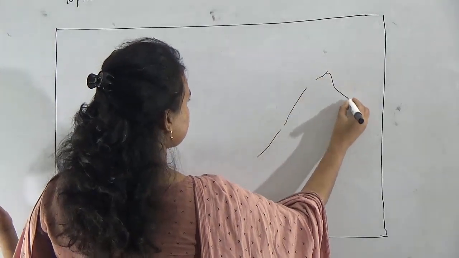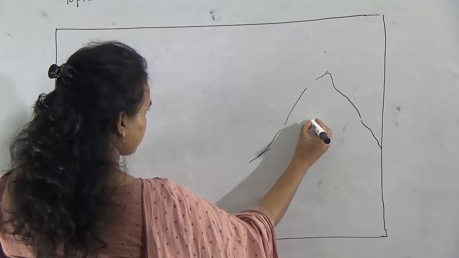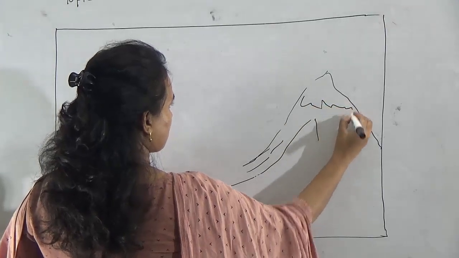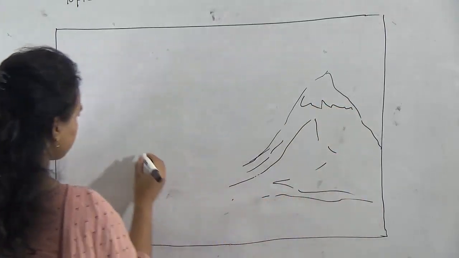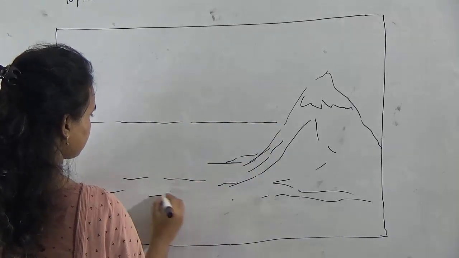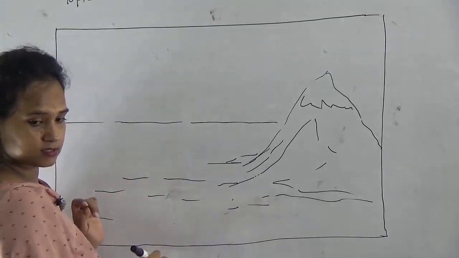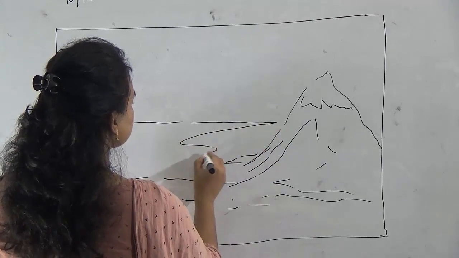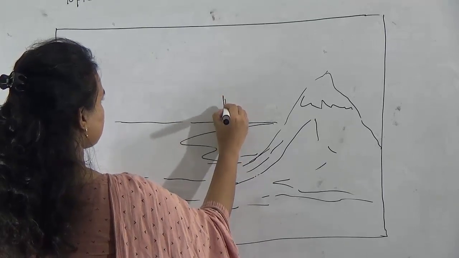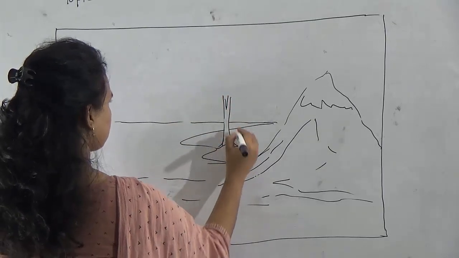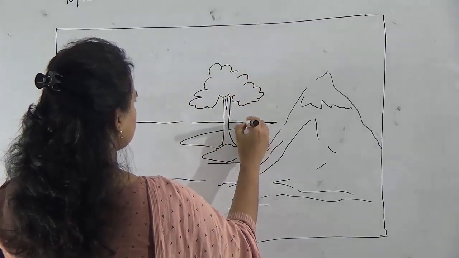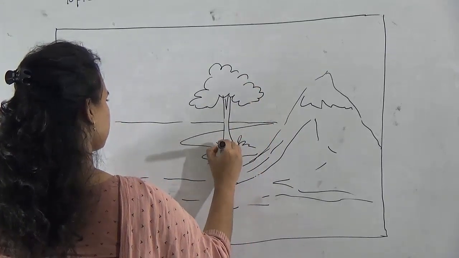First you draw like this a hill, river must, this is the river. This is also a river. Okay, then this is the land. You know how to draw a tree. Some grasses.